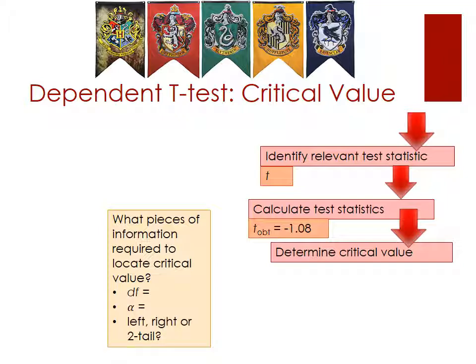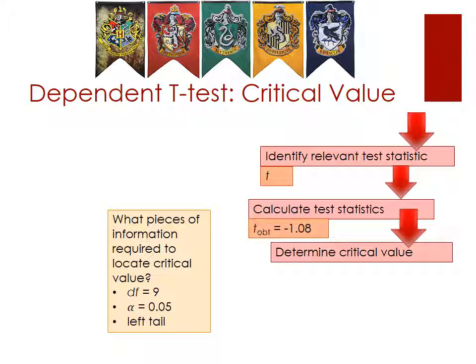Degrees of freedom. We're going to need to know our alpha, and we're going to need to know if it's a left, right, or a two-tail test. So, if we're looking at the degrees of freedom, here this is going to be n minus 1. So that's going to be 9. We've already found that our alpha is 0.05.